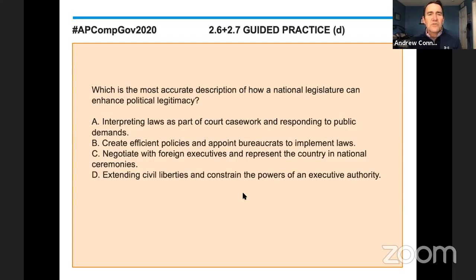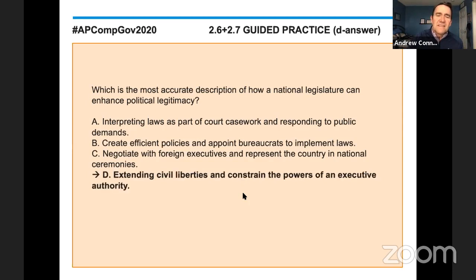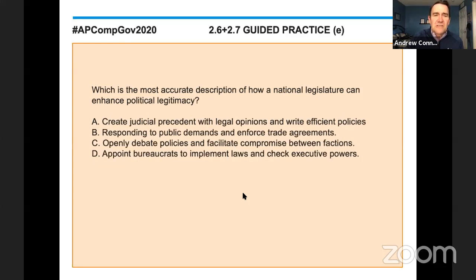Which is the most accurate description of how a national legislature can enhance political legitimacy? And the answer here is by extending civil liberties and can constrain the powers of an executive authority. That is how the role of a legislature can enhance political legitimacy.